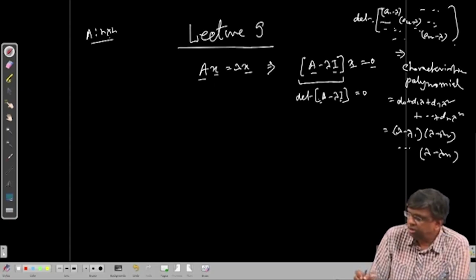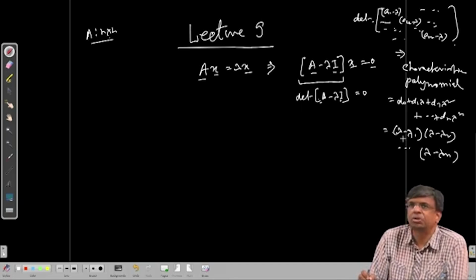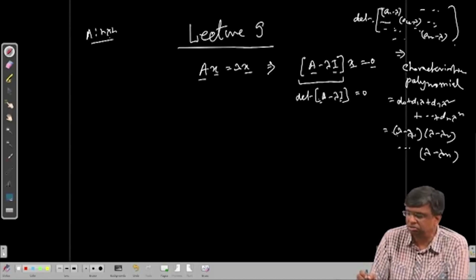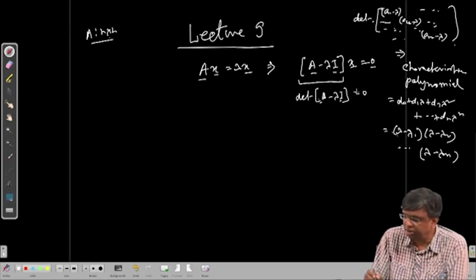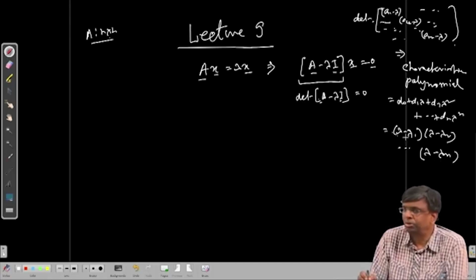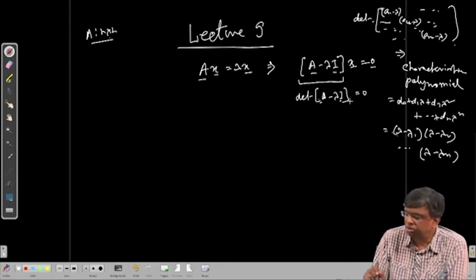In general, lambda 1, lambda 2, up to lambda n will be distinct, but they can repeat also. For instance, lambda 1 and lambda 2 could be the same. In that case, this factor will have power 2: lambda minus lambda 1, again lambda minus lambda 1. So when you factorize, maybe you have all distinct factors, so you get distinct eigenvalues lambda 1, lambda 2, up to lambda n, because if the product is equal to 0, either lambda equal to lambda 1 will be an eigenvalue, or lambda equal to lambda 2 will be another one, for which this is 0.